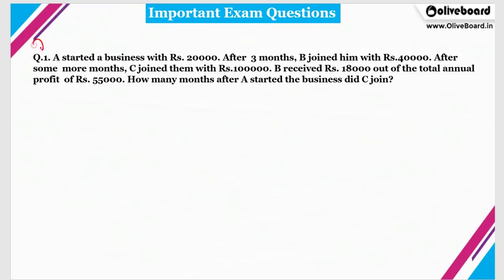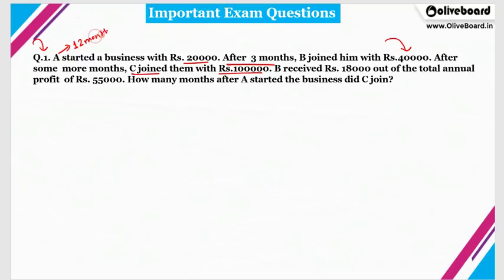So the first question is, A started a business with rupees 20,000. So A is a partner who is starting a business with rupees 20,000. After 3 months, B has joined him with rupees 40,000, and after some more months, C joined them with rupees 1 lakh. So basically there are three partners. A is investing rupees 20,000, B is investing rupees 40,000, and C is investing rupees 1 lakh. And the time interval is different. Since A had started the business, he will be investing for what? 12 months, I can say.